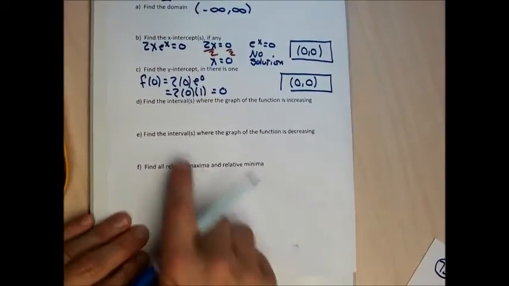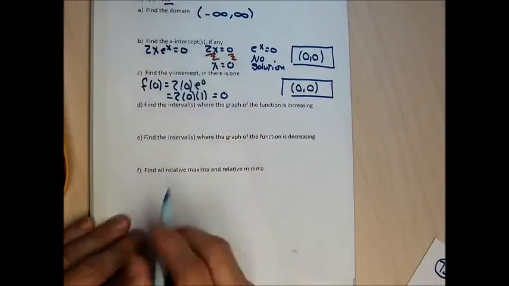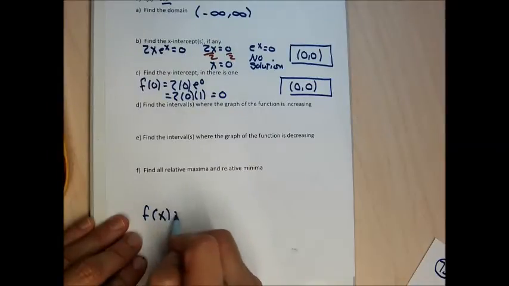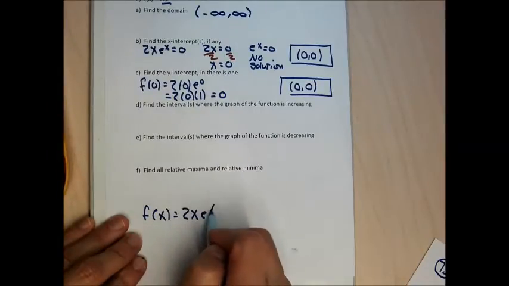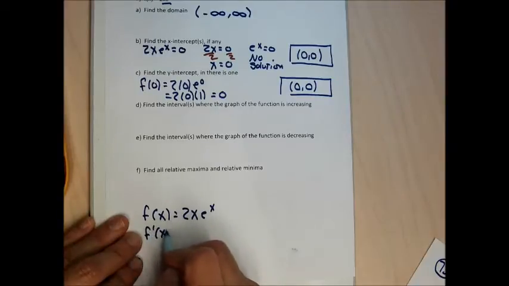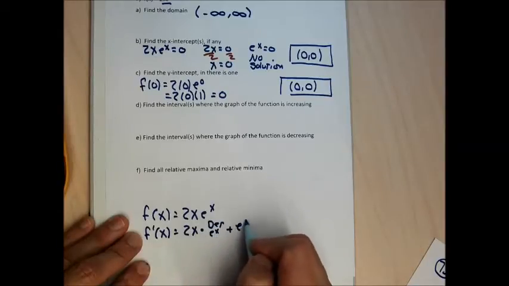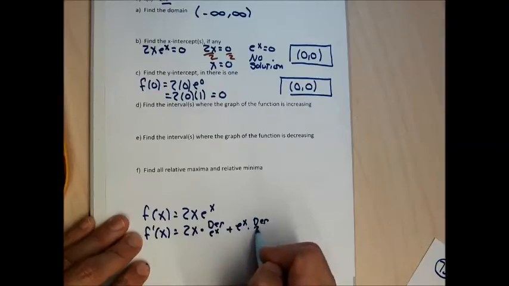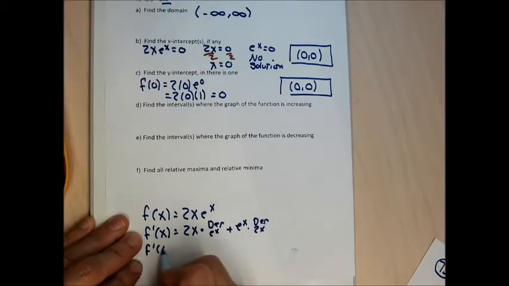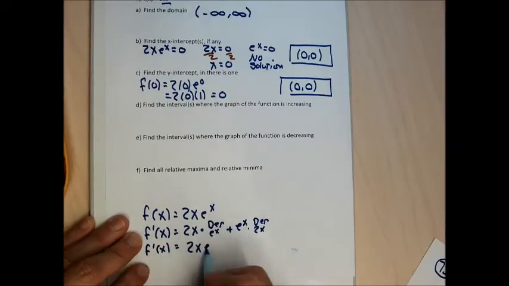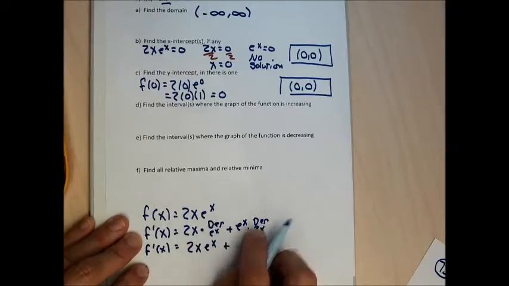Now I'm going to work on the increasing and decreasing part of this, and to do that, I need to do the derivatives. So I have the original function, f of x equals 2x e to the x. I need to find its first derivative, so I'm going to use the product rule. I'm going to take 2x, multiply it by the derivative of e to the x, and then take e to the x and multiply it by the derivative of 2x. This is going to give me 2x e to the x, because the derivative of e to the x is e to the x, plus e to the x times 2, because the derivative of 2x is 2.